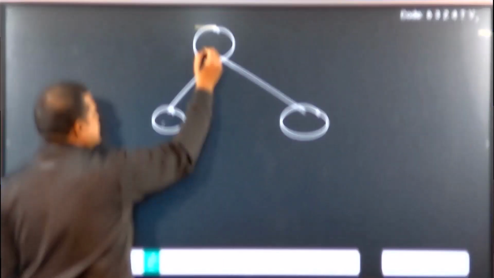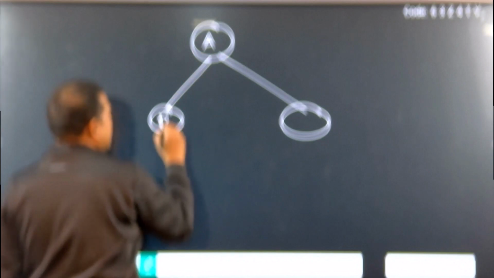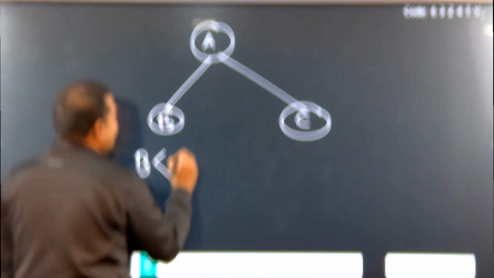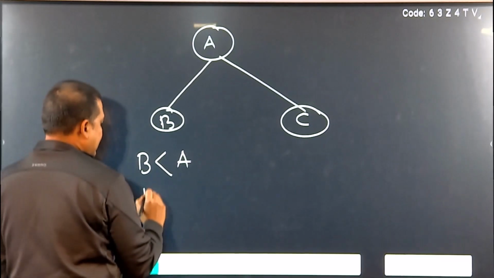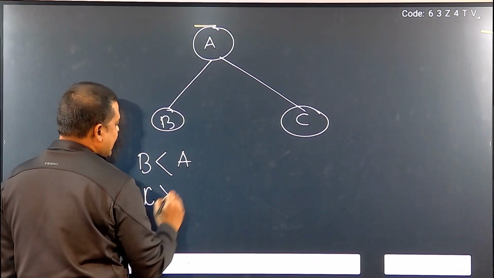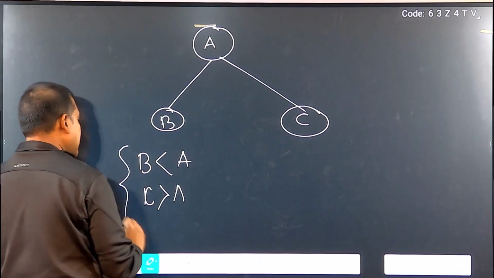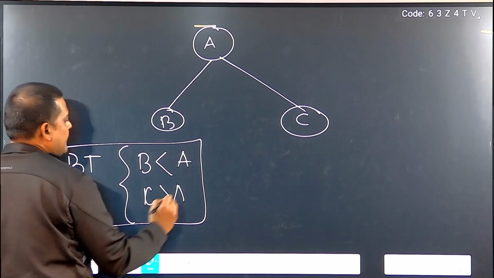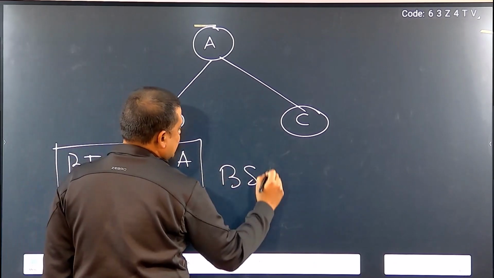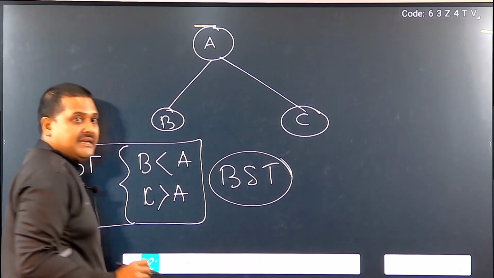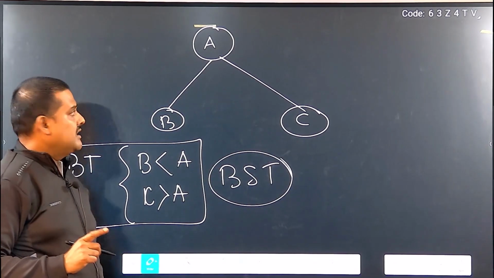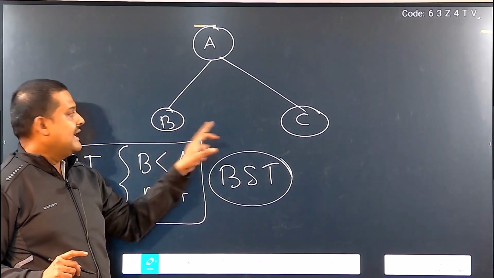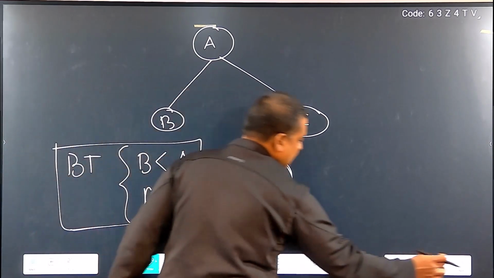Say for example this is A, this is B and this is C. The condition is B is less than A and C is greater than A. Along with the binary tree, this is called a binary search tree: one root node having its left child lesser than it and its right child greater than it. Let us have a look.